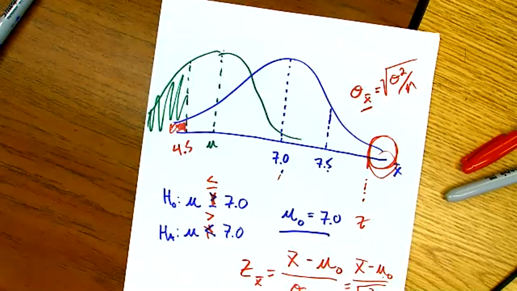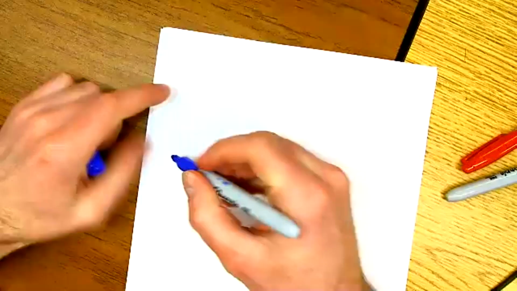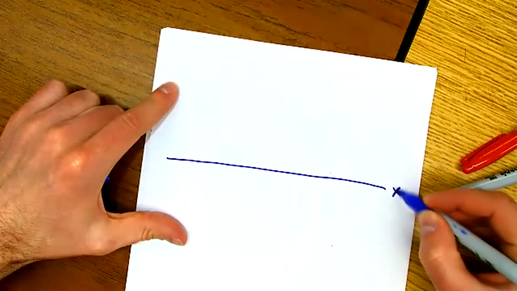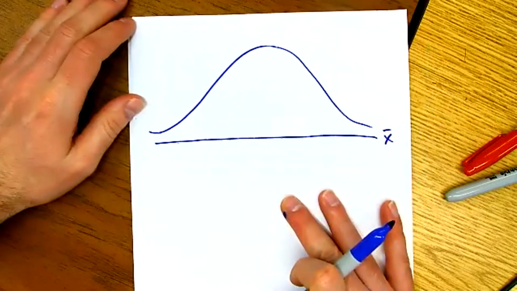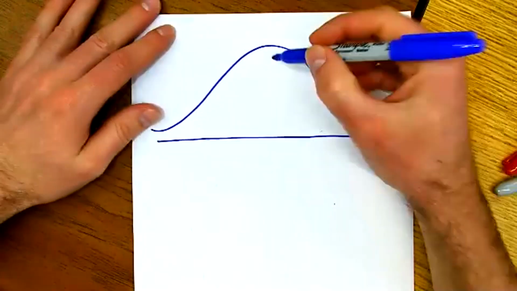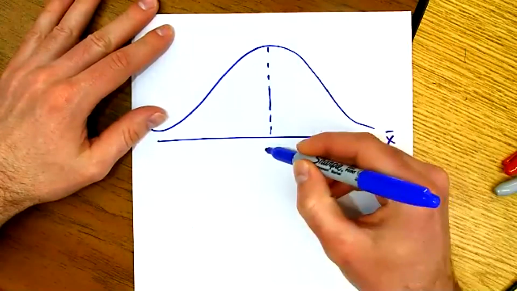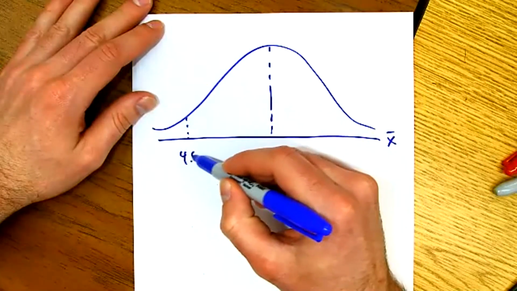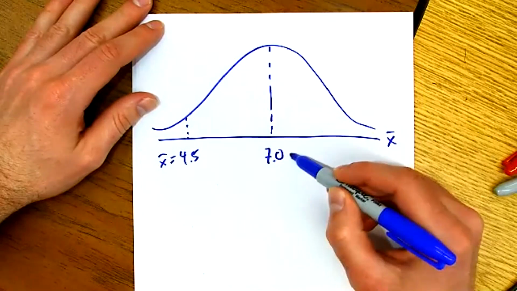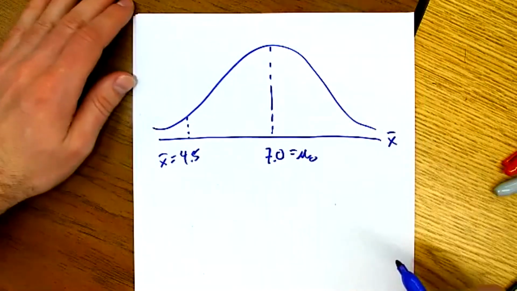But let's clean this up so we can get a little bit better of a definition. I think that will make more sense to us, right? So let's say I've got my sample mean, and I've assumed that that value of 7% is true. I see 4.5, and here was the assumed true value.